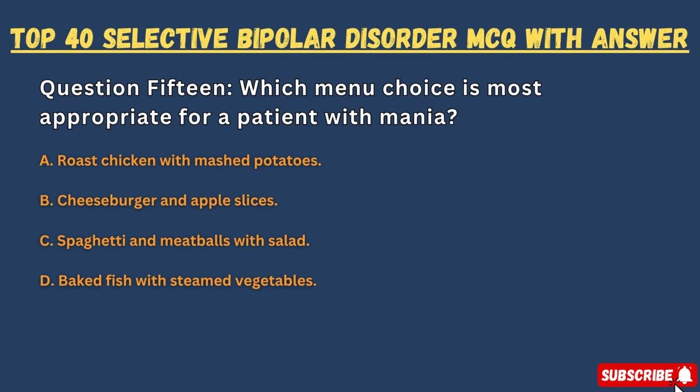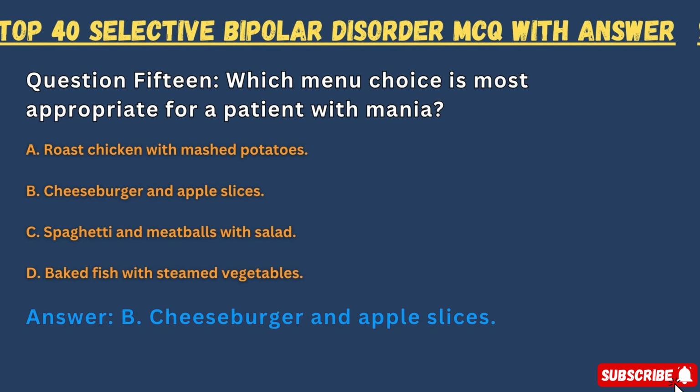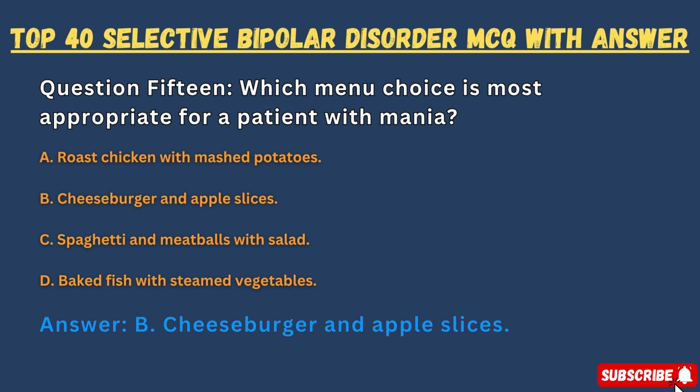Question 15. Which menu choice is most appropriate for a patient with mania? A. Roast chicken with mashed potatoes. B. Cheeseburger and apple slices. C. Spaghetti and meatballs with salad. D. Baked fish with steamed vegetables. Answer. B. Cheeseburger and apple slices.